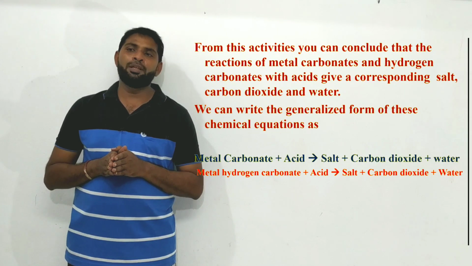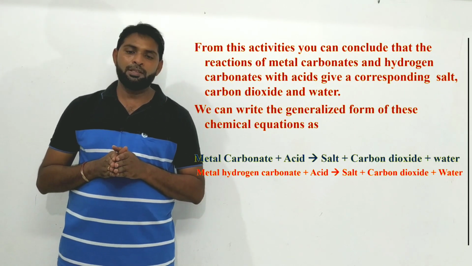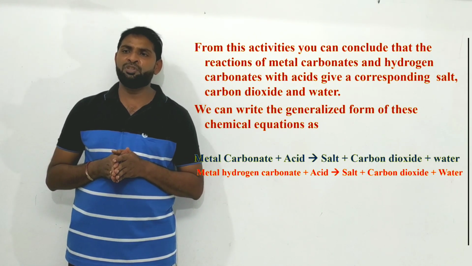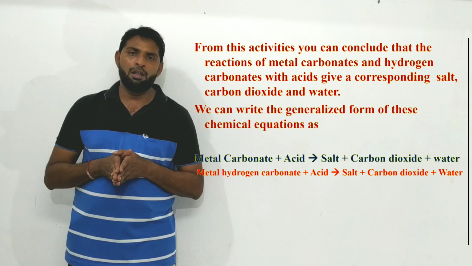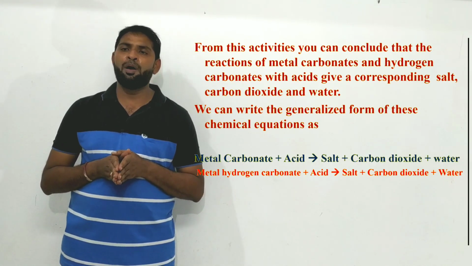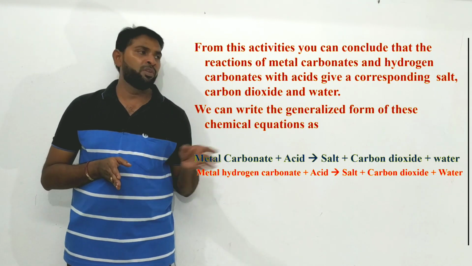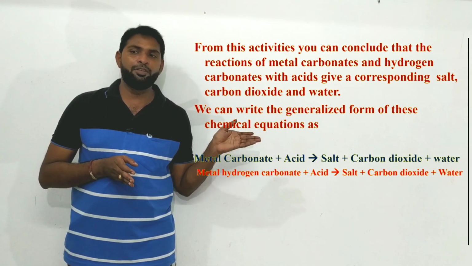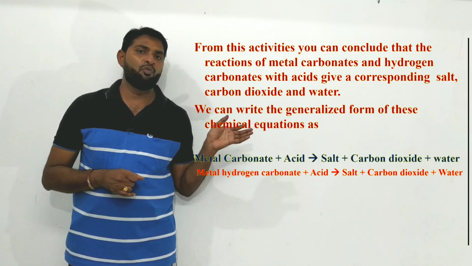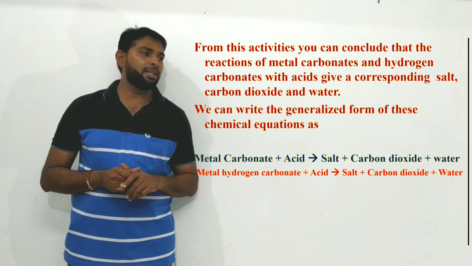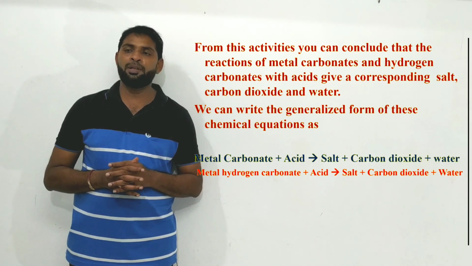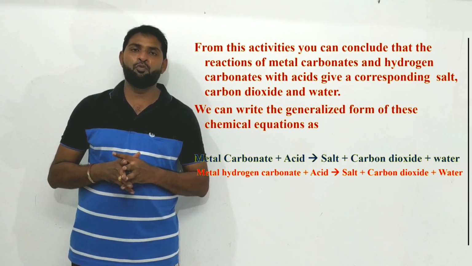If you observe, the common thing is that when carbonates and bicarbonates of metals react with acids, they release salt, carbon dioxide and water. We can write the generalized chemical equation as metal carbonate plus acid gives salt plus carbon dioxide plus water. Similarly, metal hydrogen carbonate plus acid gives salt plus carbon dioxide plus water.